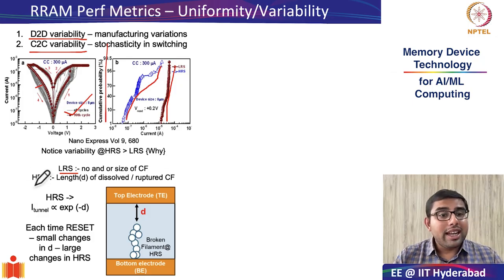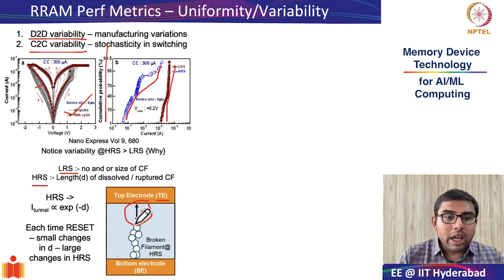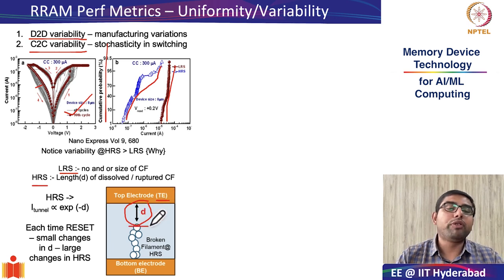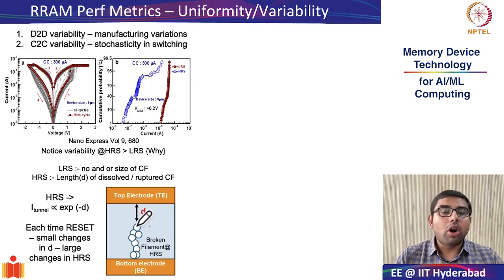However, in the HRS state, what determines the variability is this parameter D. So D here, as you can see in our figure, is the distance between the top electrode and the topmost point of your dissolved conductive filament. And the high resistance state is determined by the tunneling of electrons from this tip to the top electrode.